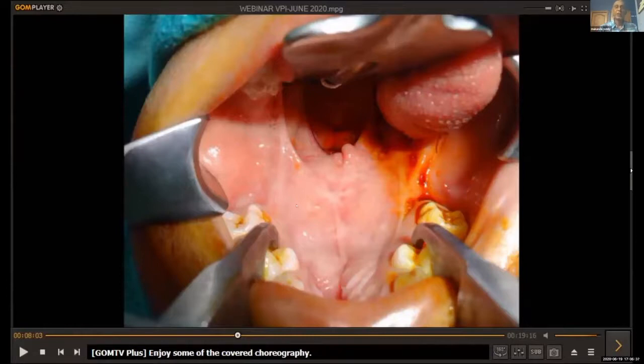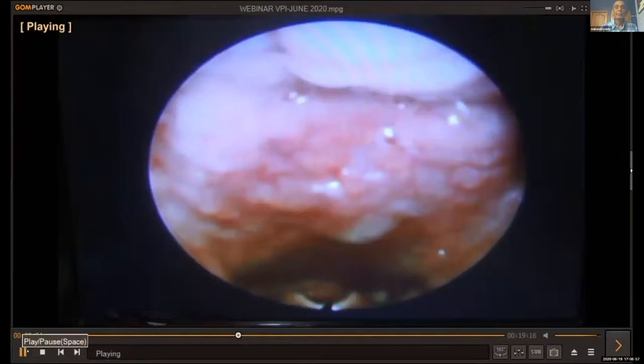Right now, what I would like to point out is, if you look from here, the length of the palate is not too short, but it's still short. At that time, I used to do a radical dissection and a straight line closure. We did an endoscopy on this, and these are the findings on endoscopy.